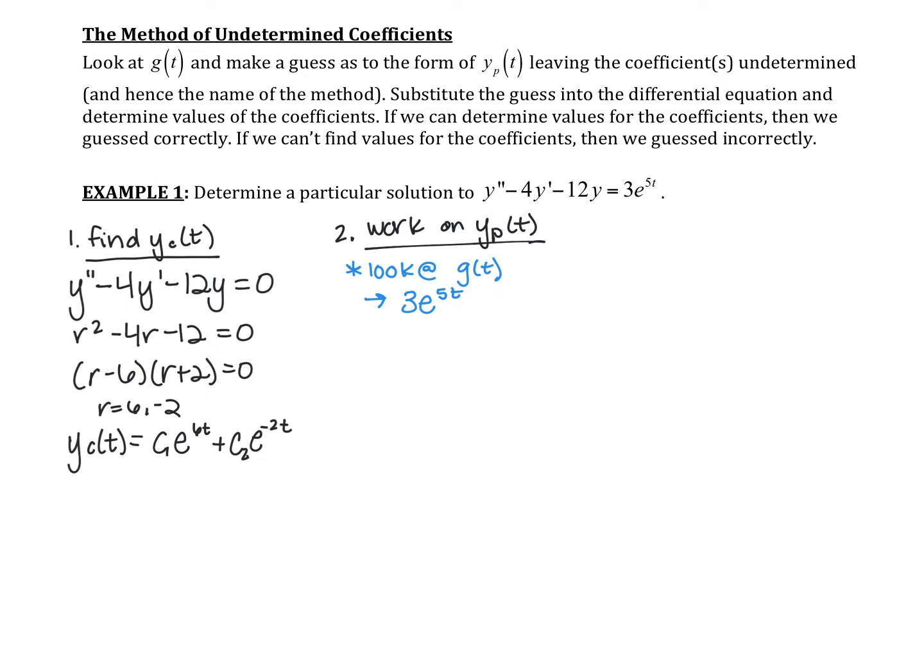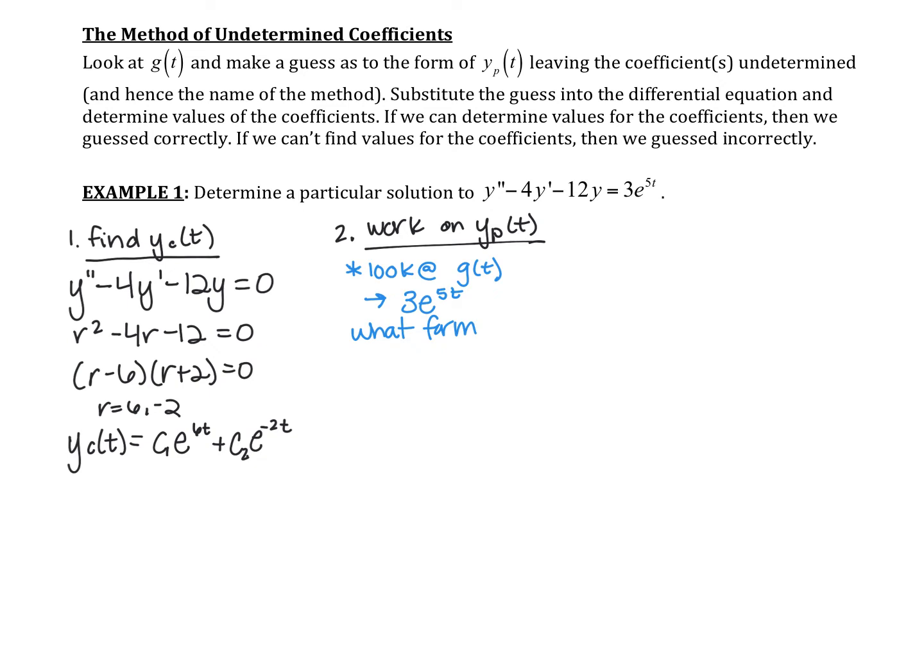Knowing that what I'm going to be doing with this g of t is substituting it back into the function as my solution, I'm going to call this y and make substitutions back in. Now, g of t is this 3e to the 5t. What form of an equation would yield results that end up as 3e to the 5t? Any constant e to the 5t.